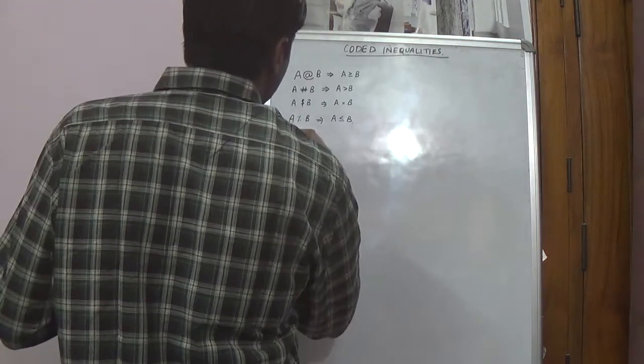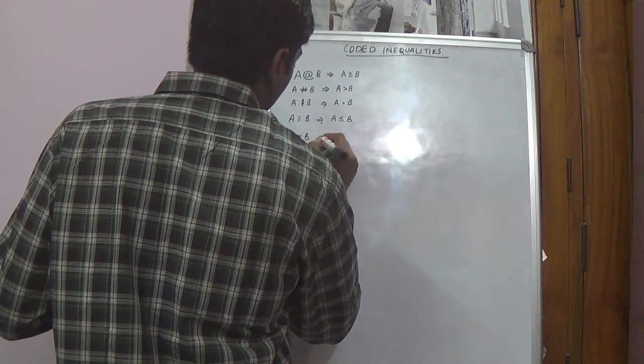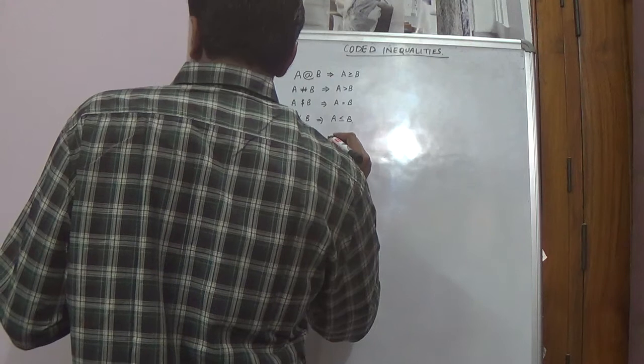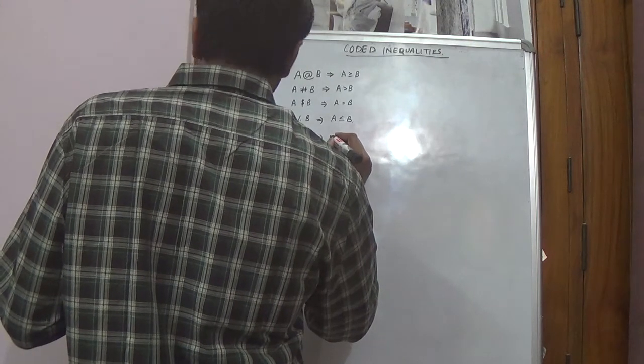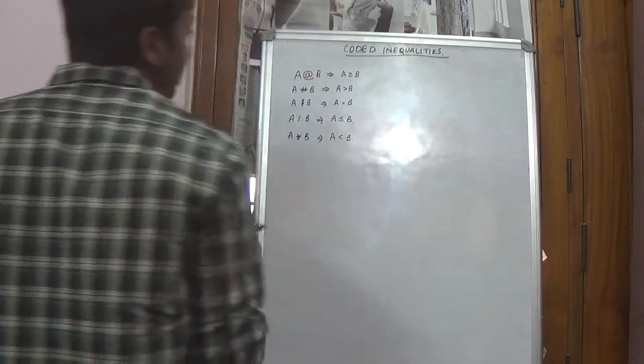Last one is A star B. This means A is neither greater than nor equal to B. So A is less than B. So this is what is given in the question.